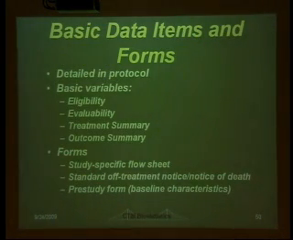Some basic data items and forms that should be included in the protocol. You need to assess the basic variables: eligibility, the evaluability, summary of the treatment, and the summary of the outcomes. The forms generally need to include some kind of study-specific flow sheet to assess their outcomes, an off-treatment notice or notice of death, and a pre-study form to capture baseline characteristics.